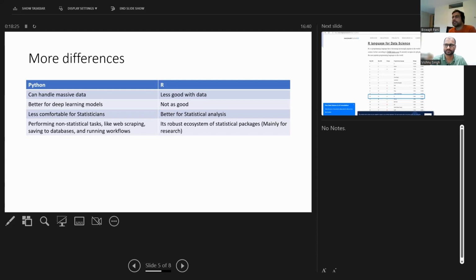One other difference is that if we want to do non-statistical tasks like web scraping or running workflows, or natural language processing, I think Python is any day better, right?